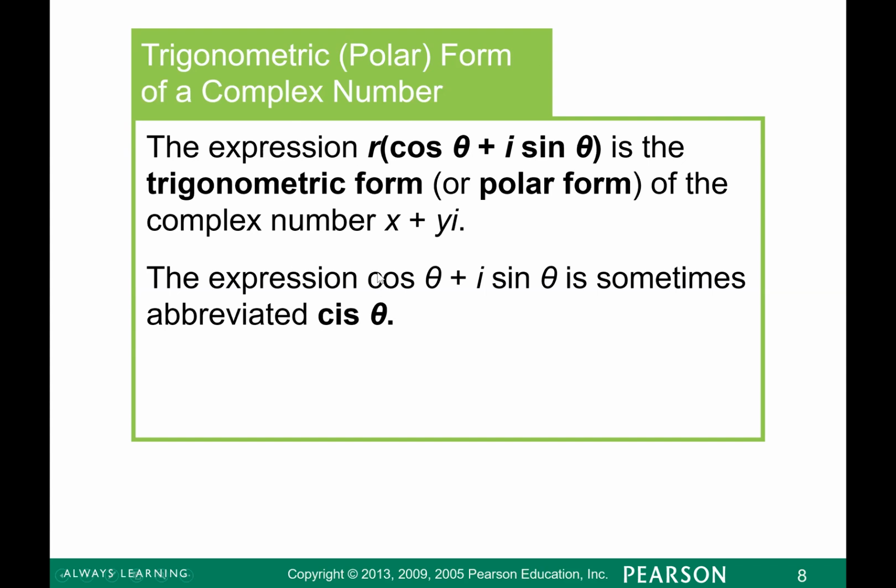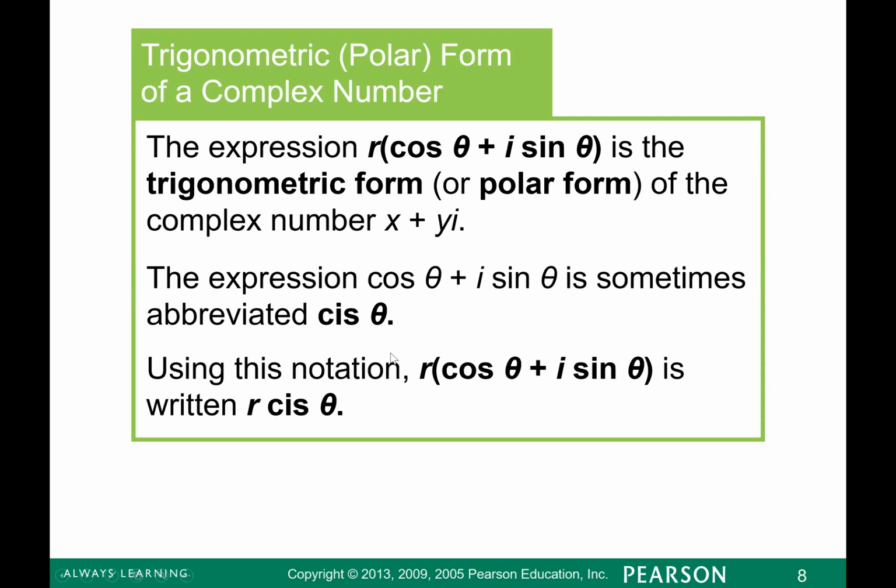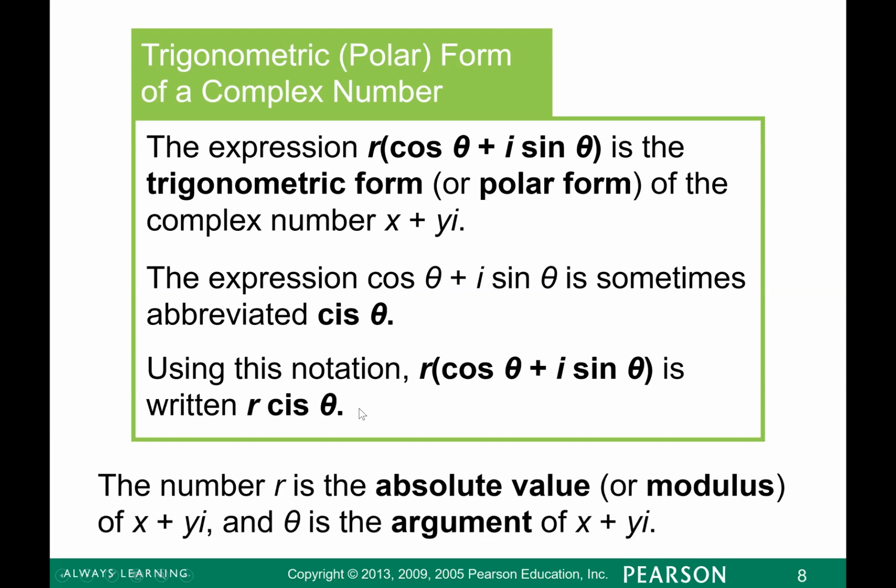I never use that. That's not something I learned, but you might see that. All right, c is for cosine, and then i sine of theta. Using this notation, r cosine of theta plus i sine of theta would be r cis of theta. The number r is the absolute value, or the modulus, of x plus yi, and theta is the argument of x plus yi. You'll remember the magnitude of a vector. We use the absolute value symbols, and the absolute value is the magnitude of the vector form.